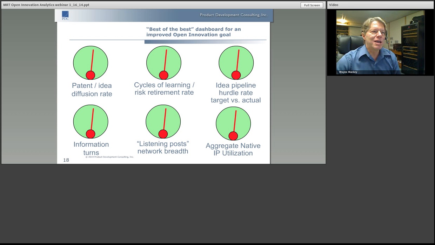All right, Wayne, next question. Dane Billingsley is wondering, when it comes to very large corporations that may have many different groups and many interim steps in their process that make it difficult to keep track of, how do you measure information turns in that type of environment? Yeah, information turns, like all metrics, have the property of level.